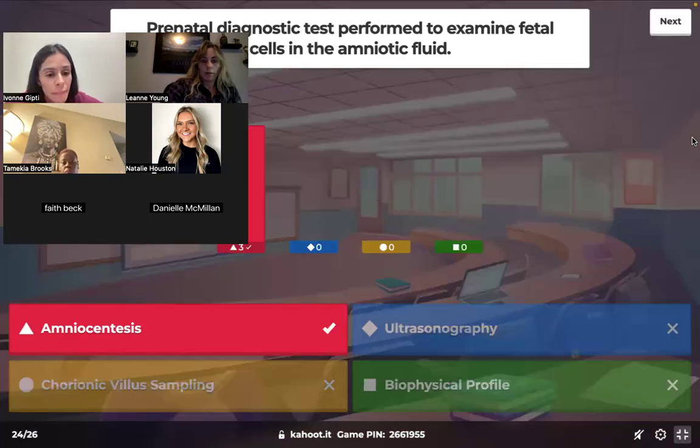Yes, this is your amniocentesis. It's a test performed to examine your fetal cells in the amniotic fluid. Some important things to know about an amniocentesis is you should not be doing this on a gestation that's earlier than 15 weeks, right? Because that puts the baby at risk for developmental abnormalities. It can cause hemorrhaging, it can cause fetal demise. So you're waiting until the mom is at least 15 weeks along to be doing any type of invasive testing like that.